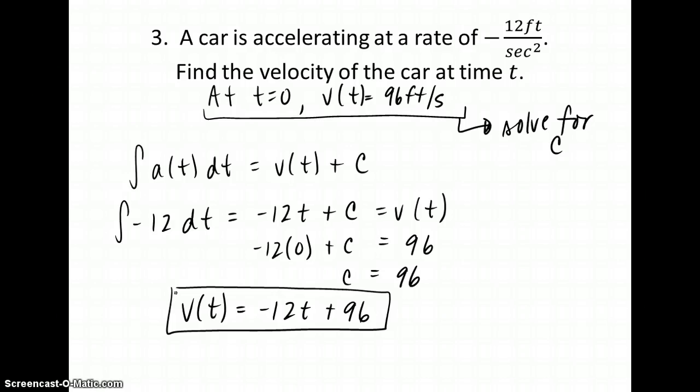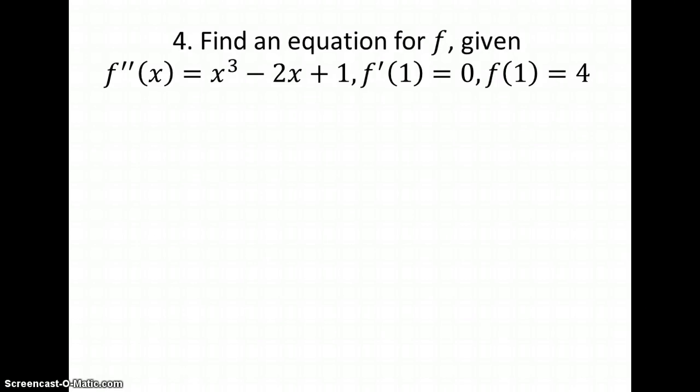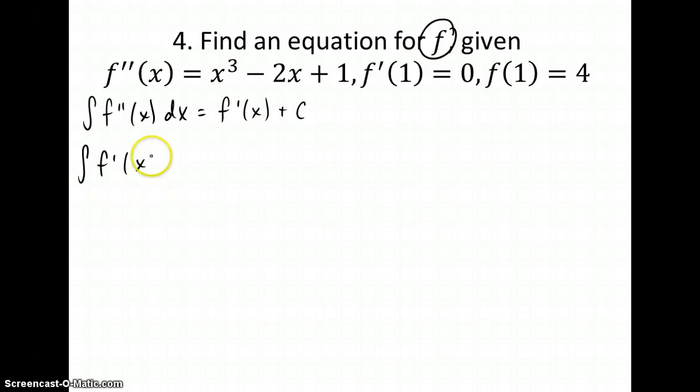So it's the same rules. Integrate, substitute in the particular condition, but now we're just giving it a name. Okay, find an equation for f, given f double prime is this polynomial, f prime of 1 equals 0, and f of 1 equals 4. We want to get all the way back to f. We're starting at the second derivative. So the integral of the second derivative is going to give us the first derivative. And then the integral of the first derivative is going to give us the function f. Notice that we're given a condition about the first derivative and the original function, so we'll be able to find c at each step.